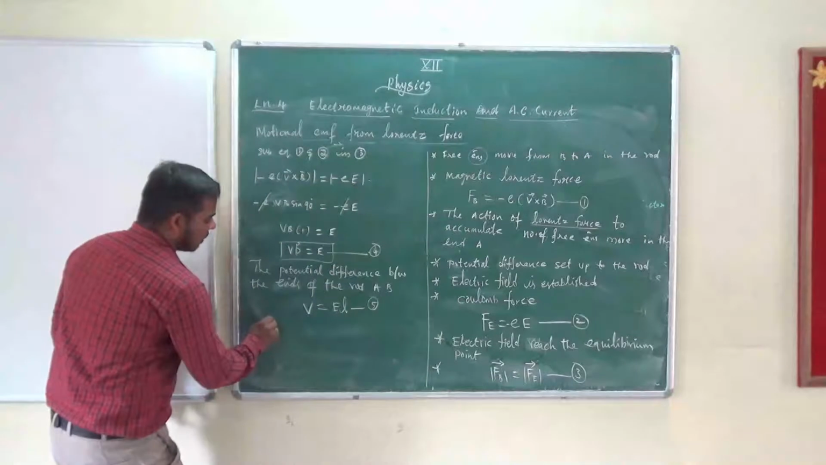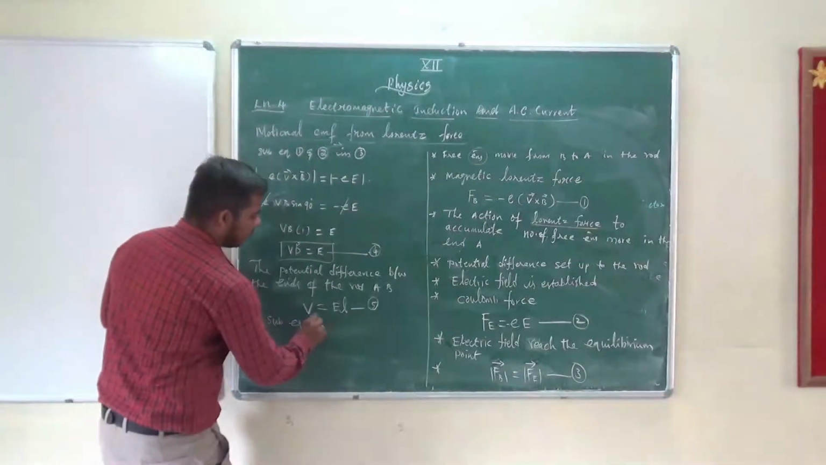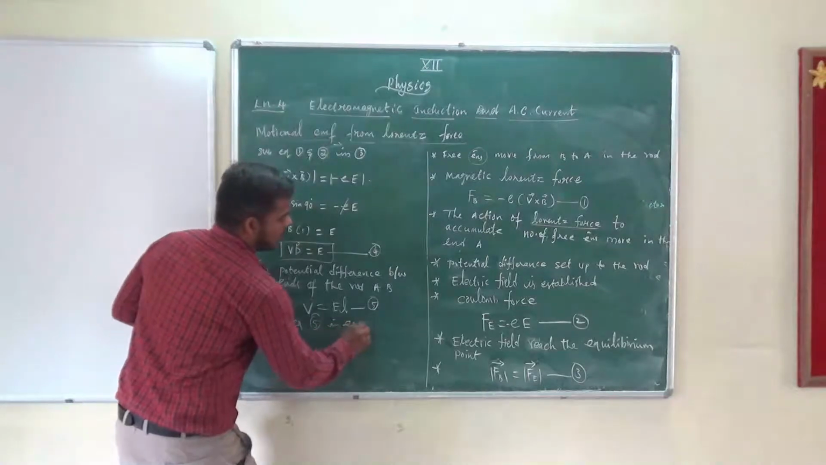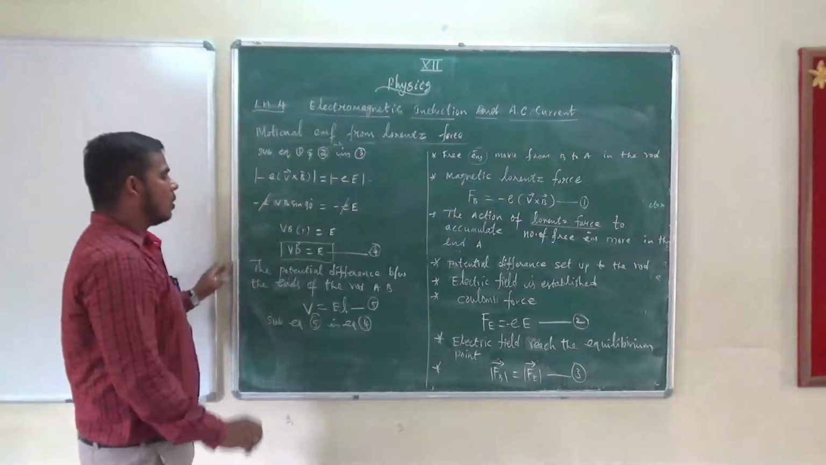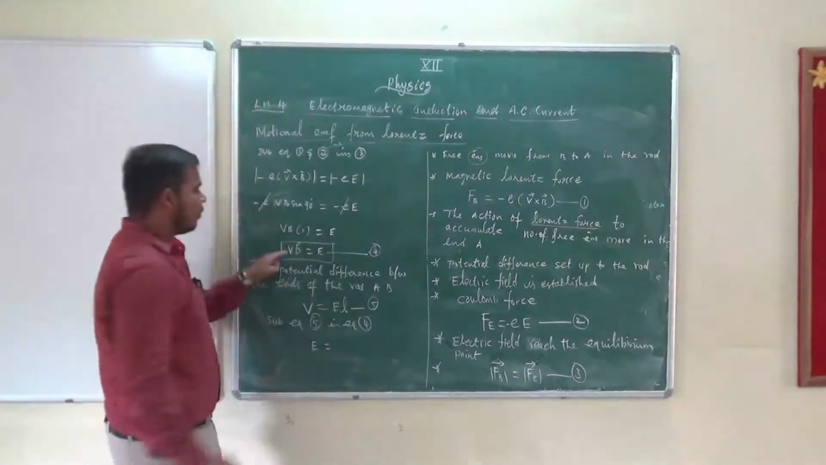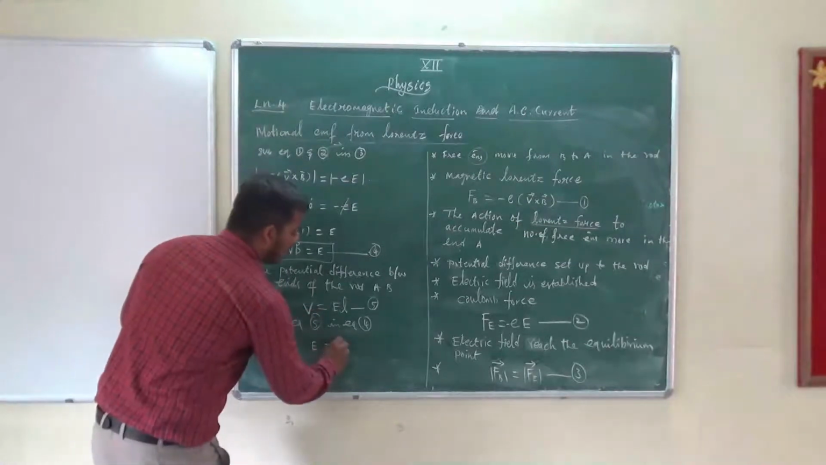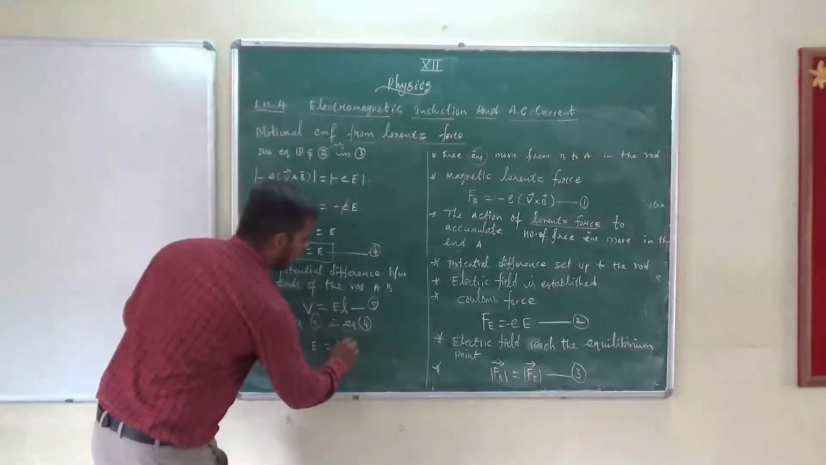Now substitute equation 5 in equation 4. In equation 4, E is equal to vB. So instead of E, what will we write? B is already there. Instead of E, I will write V by L.